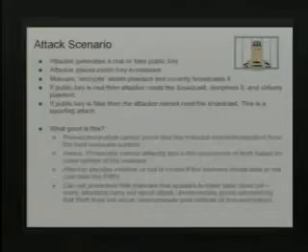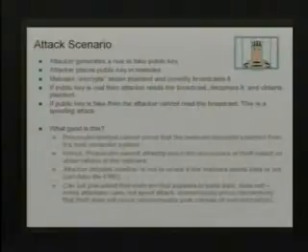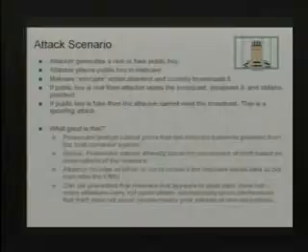So enough with all these nitty-gritty details. Let's talk about an attack scenario. So here's the attack scenario. The attacker generates a real or fake public key. The attacker places the public key in the Trojan. The Trojan "encrypts" stolen plaintext and covertly broadcasts it.